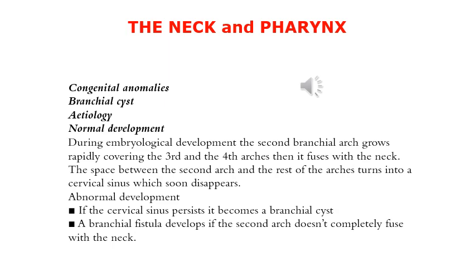During embryological development, the second branchial arch grows rapidly, more rapidly, covering the third and fourth arch. So the second arch grows faster than the third and fourth arch, and this makes it cover the third and fourth arch. The space between the second arch and the rest of the arches turns into the cervical sinus, which soon disappears.